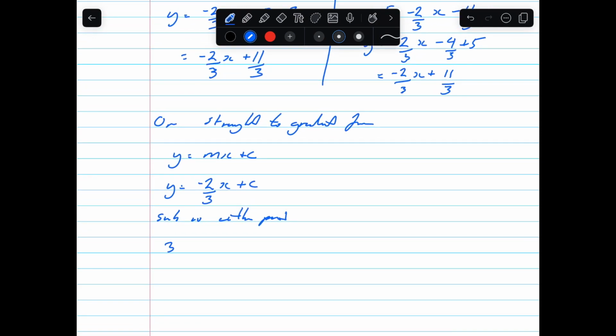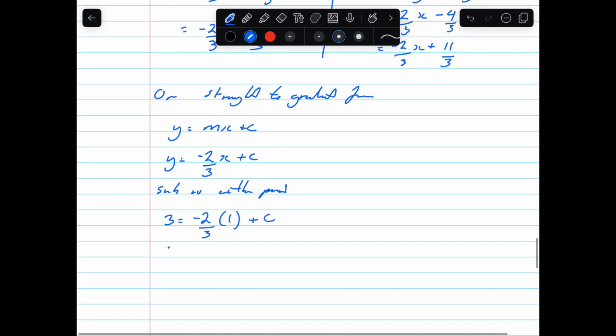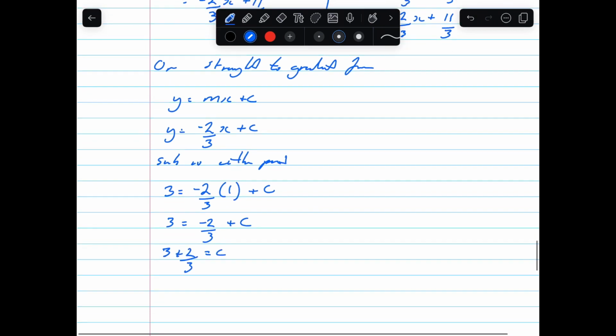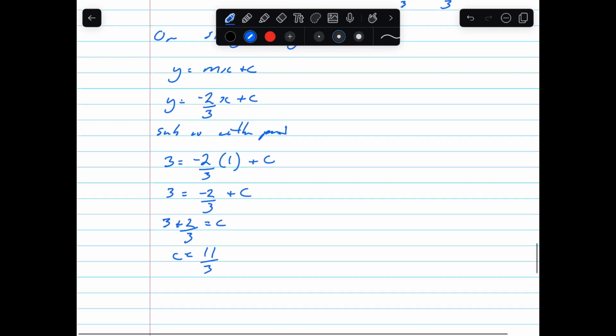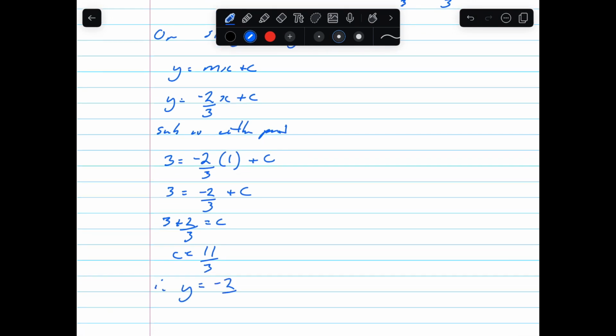Point A, we have 3 equals negative 2/3 of 1 plus c. And you can see with just a little bit of rearranging, a little bit of algebra, c is 11/3. So our equation for our line is y equals negative 2/3 of x plus 11/3. And we get the same answer with two different methods using different points. You could do it with point B too, and you still get the same answer.